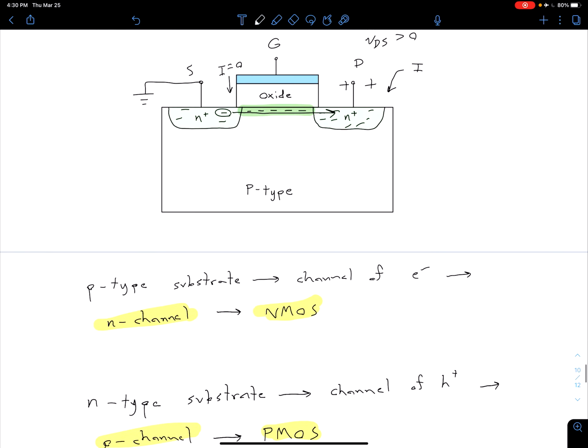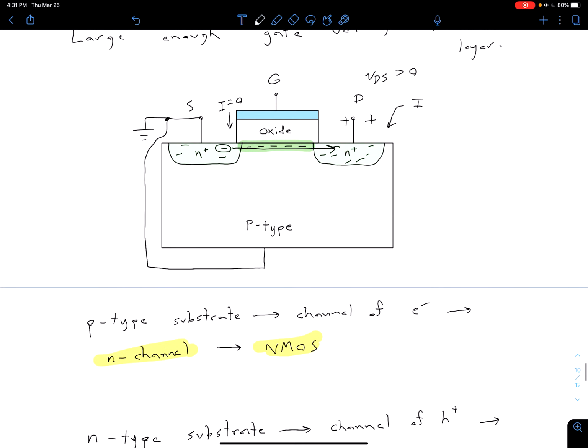The one other thing I want to point out that we mentioned earlier is that typically our source and substrate are going to be tied together. For instance, if we deal with this substrate terminal, typically we're just going to tie that to ground as well. But more often than not in this course, we're going to be ignoring that substrate terminal.